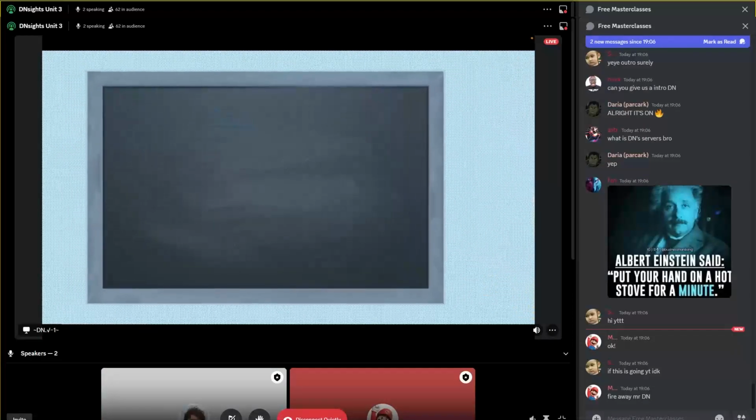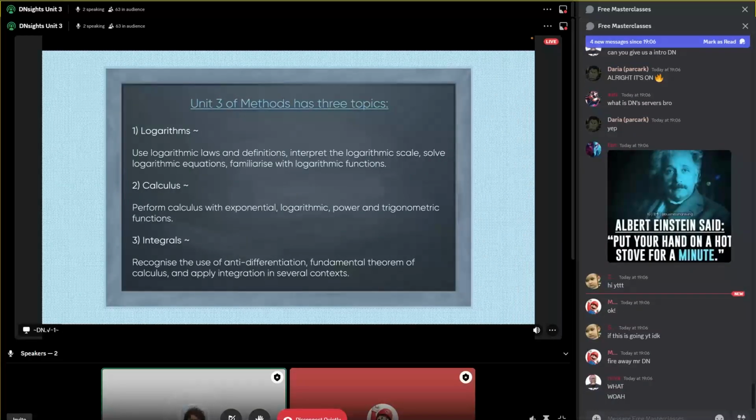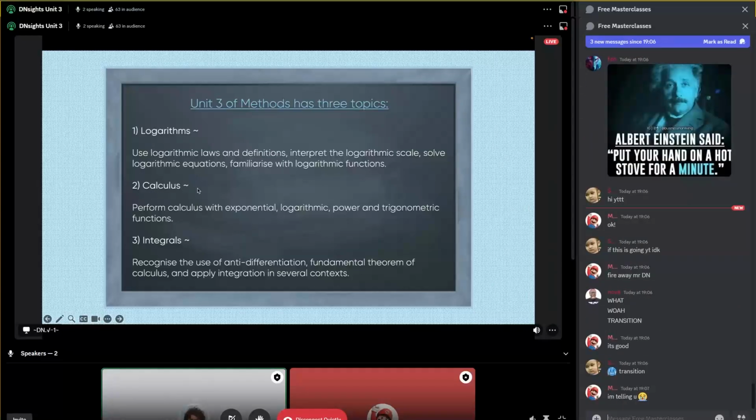So essentially in Unit 3 Methods, you have three topics. First is logarithms, then you've got calculus, which two things fall under. That's your differentiation, that's really what topic 2 is. And then you've also got integrals, which is your topic 3.